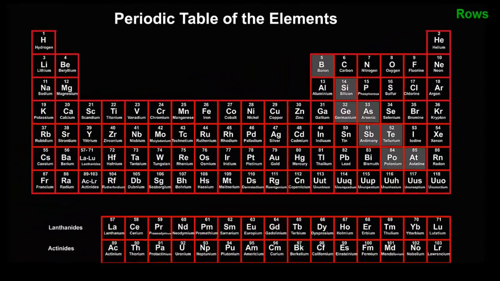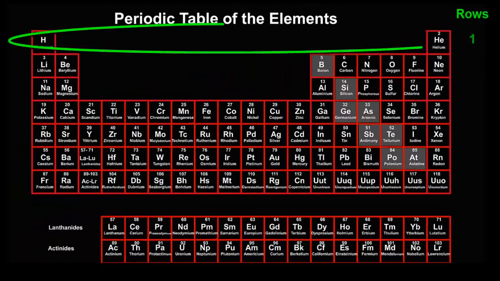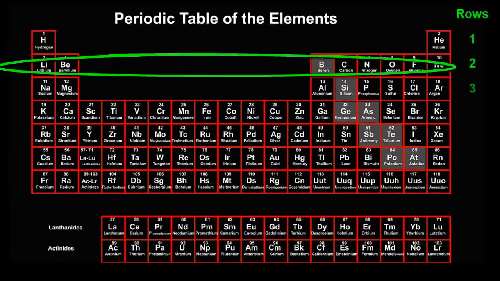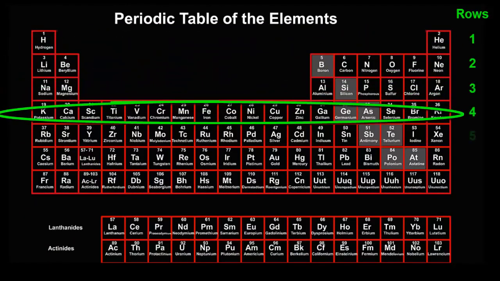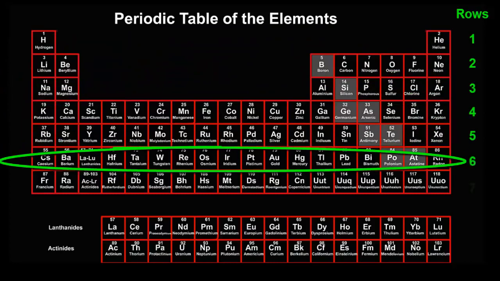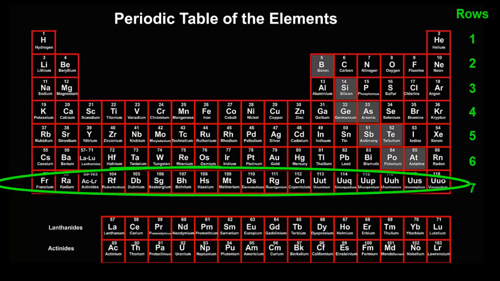How many rows are there? 1, 2, 3, 4, 5, 6, 7. The periodic table has 7 horizontal rows.